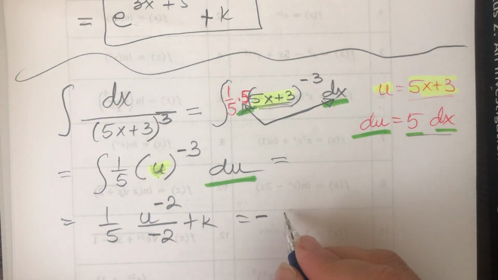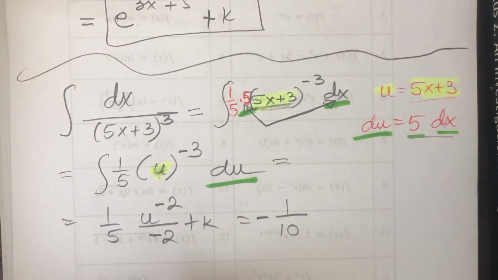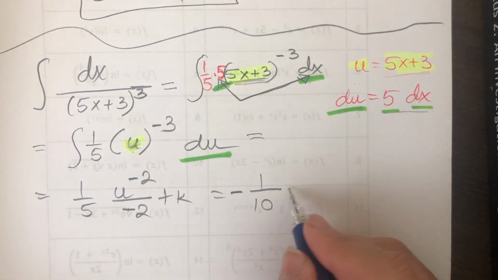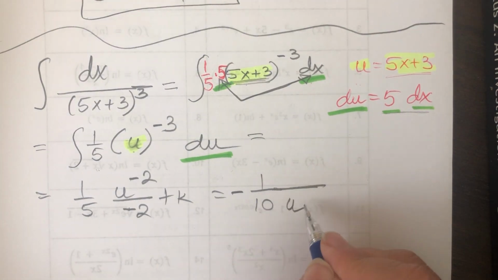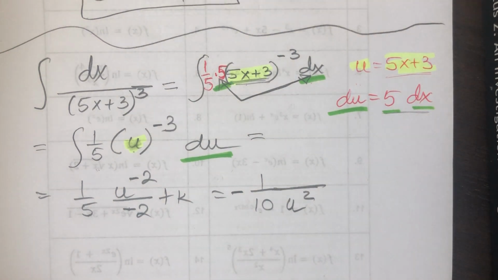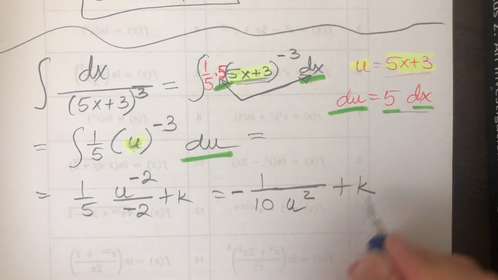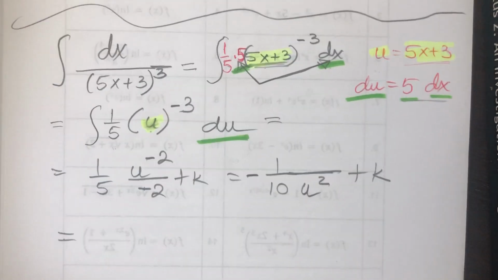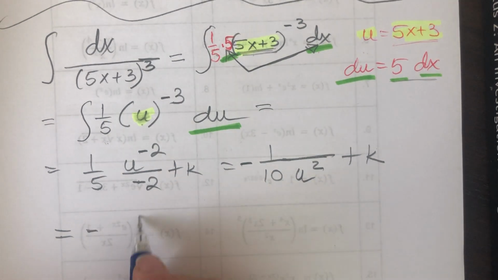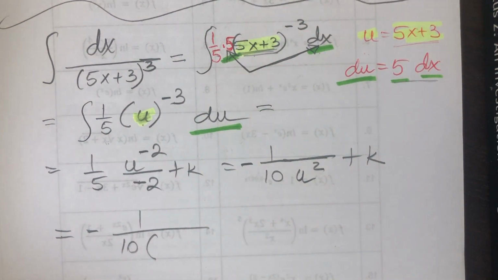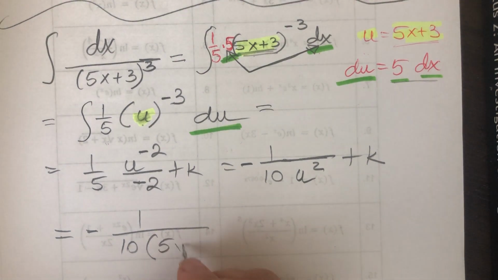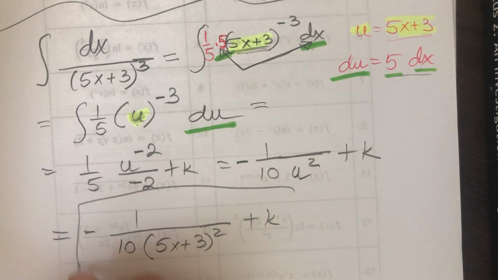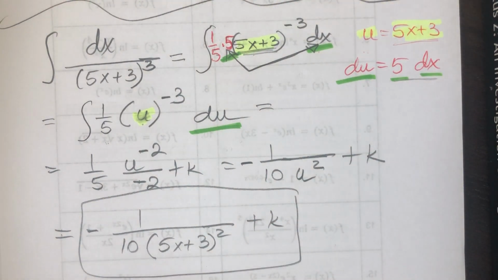So if you want, we can make this a little prettier. 1/5 times 1 over negative 2 is negative 1 over 10. And you can even put the u back on the bottom and give it a positive 2 exponent. You could have simplified it later, but really it's better now because it's less to worry about. So it's negative 1 over 10, and one more time, what was u? U was 5x plus 3.